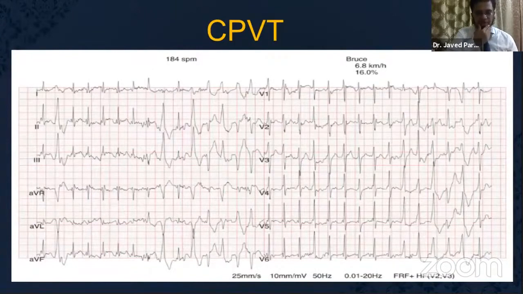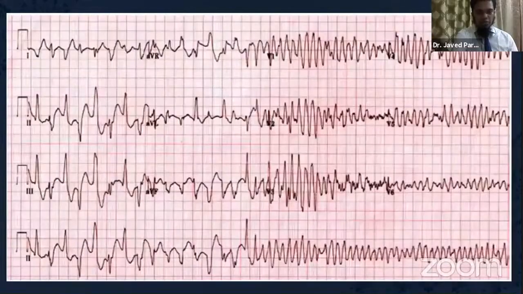Now CPVT. CPVT is also an inherited channelopathy, and most commonly the syncope here is exertional, and the TMT is diagnostic here. What we see on TMT in these patients is that we can reproducibly induce syncope. Initially when exercise starts, PVCs start appearing, and as the exercise progresses, the PVCs become bigeminal, and then you can have a bidirectional VT or a polymorphic VT. In this patient, as you can see, as the exercise progressed, these PVCs became much more frequent, and one of those PVCs has triggered polymorphic ventricular tachycardia.